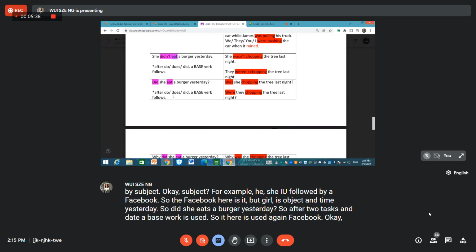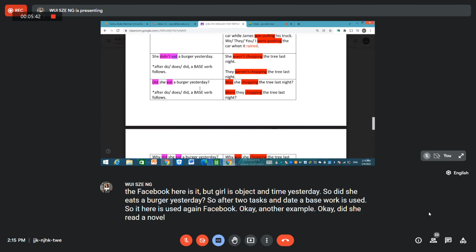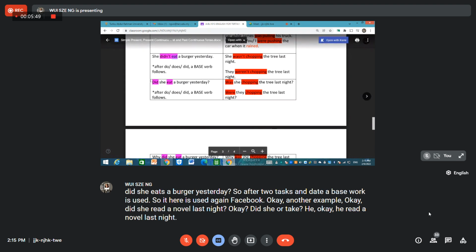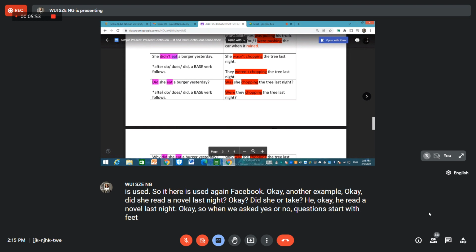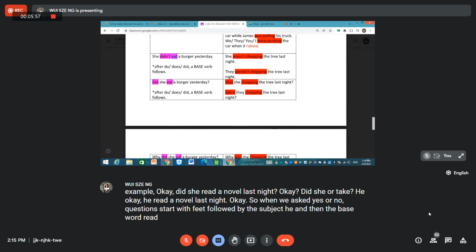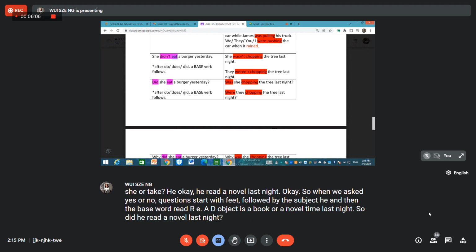Another example: did she read a novel last night? Or did he read a novel last night? When we ask yes or no questions, we start with did, followed by the subject he, and then the base verb read, R-E-A-D. The object is a book or a novel. The time is last night. So, did he read a novel last night? This is another example of yes or no questions.